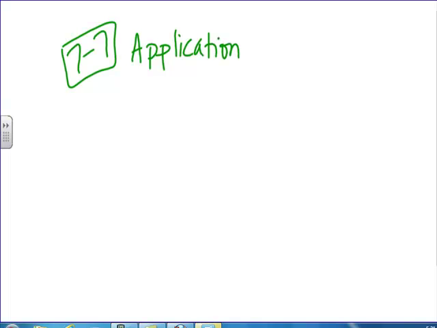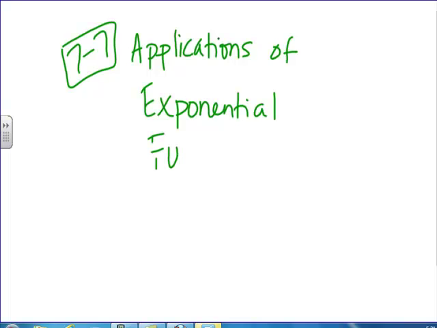You made it! Last section of chapter 7. Applications of exponential functions. Okay, we're going to try to understand this using some examples.